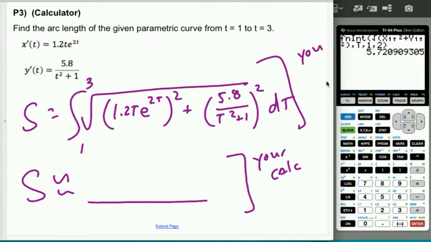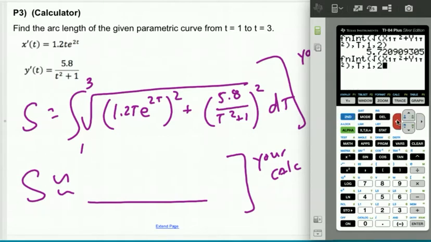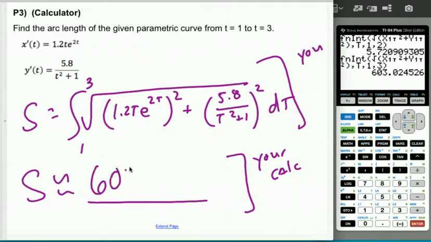So really, I already have the format typed in. I just need to go back and change what my two values are and then change the bounds. So I have 1.2t and then an e to the 2t. And that looks right. And then I have a 5.8 divided by, in parentheses, a t squared plus 1. Double check that everybody looks good. Cool. I quit out of that, and when I hit second enter, everything's right except the bounds are 1 to 3, and I hit enter. So I get 603.024 or 5, depending on if you round or truncate.